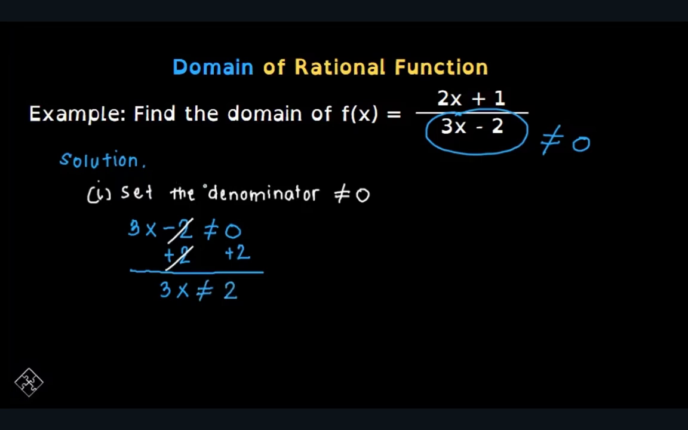Okay? So, that is not yet done. We will find x. So, we will divide both sides by 3. Okay? 3 divided by itself, so this should be cancelled. We have remaining x not equal to what? 2 over 3. And that's it. We now have x. So, here, our x should not be equal to 2 over 3.